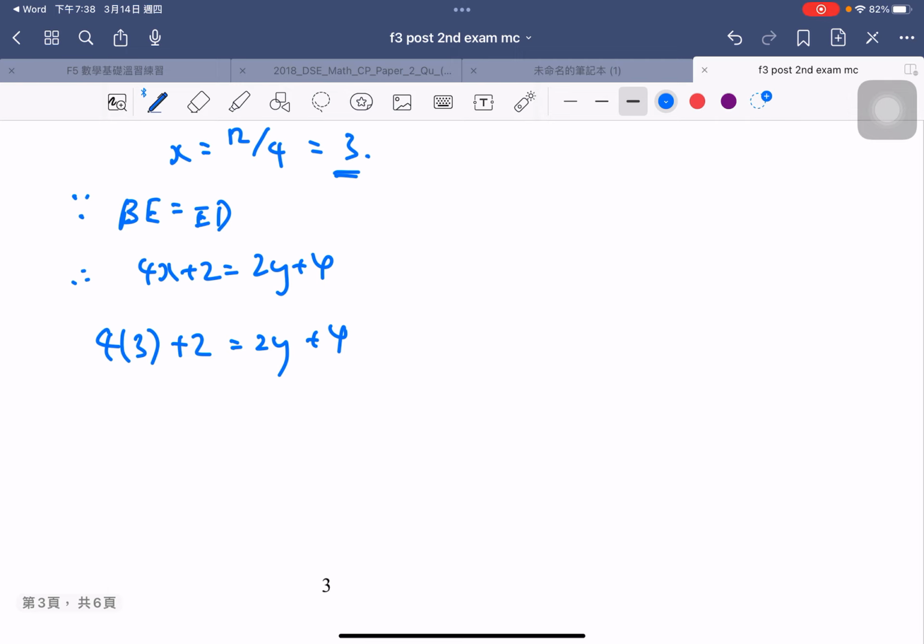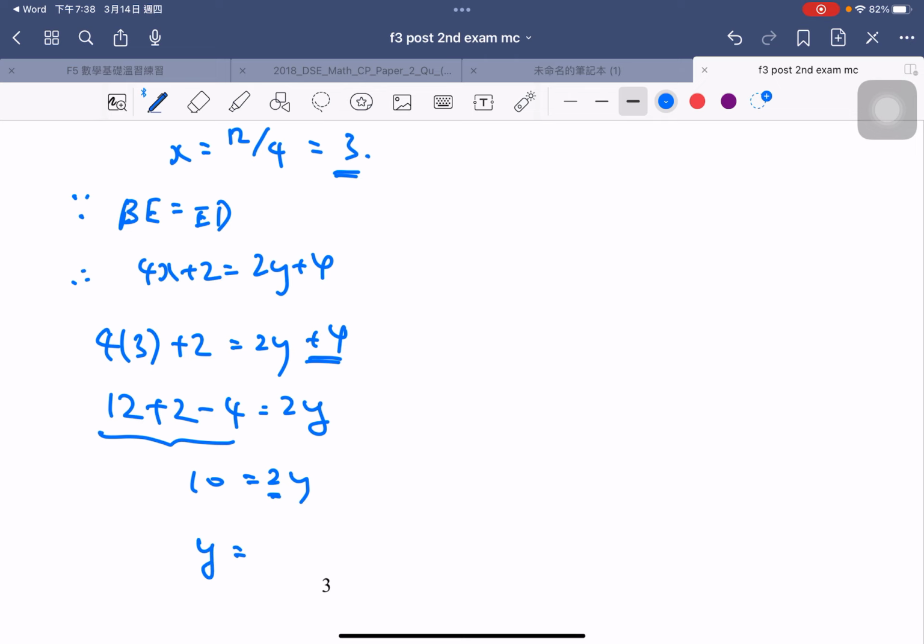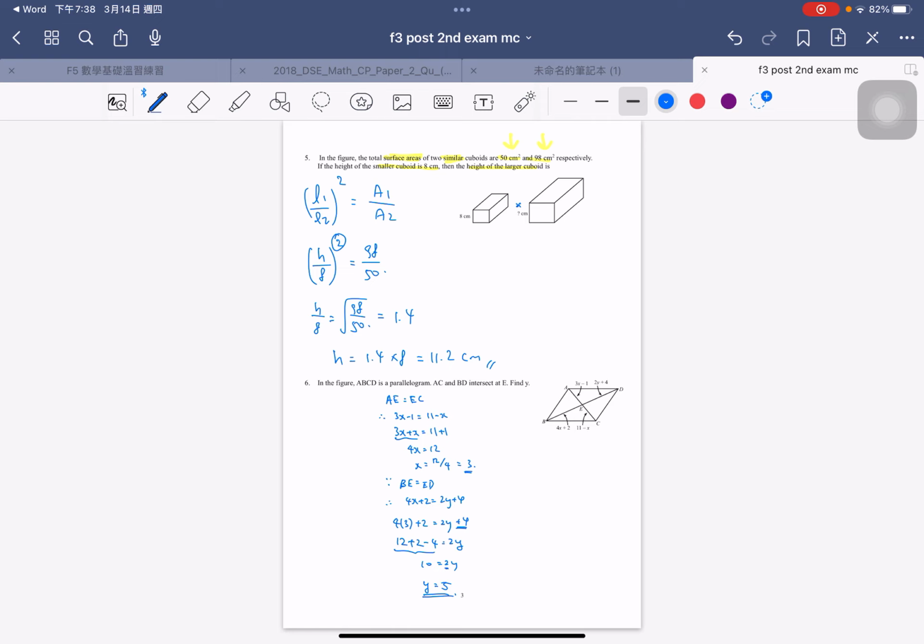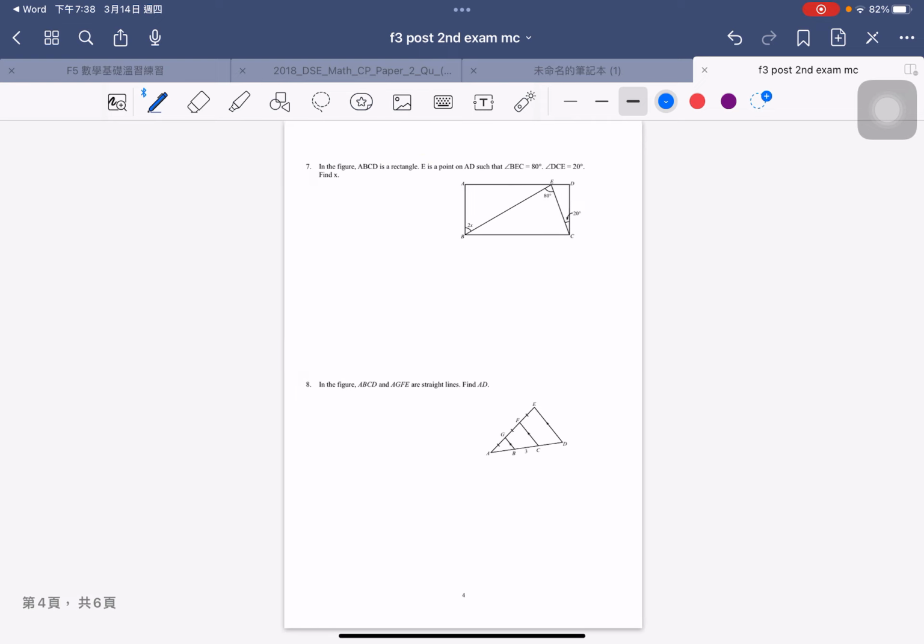So simplify it a bit. This is 12 plus 2. I don't want this plus 4, I move it to the left. It becomes minus 4 equal to 2y. And then this is going to give you 10 equal to 2y. Don't want this 2, move it to the left. It becomes divide. So y is just equal to 10 divided by 2, giving you 5. Okay, so this is for question 6. I move to the next question, question 7.